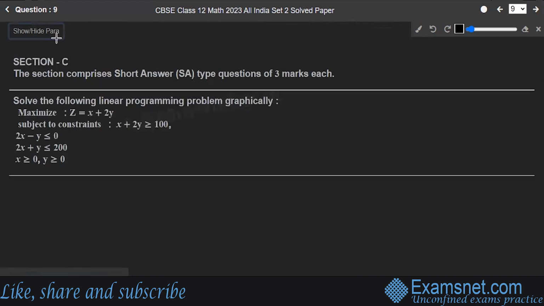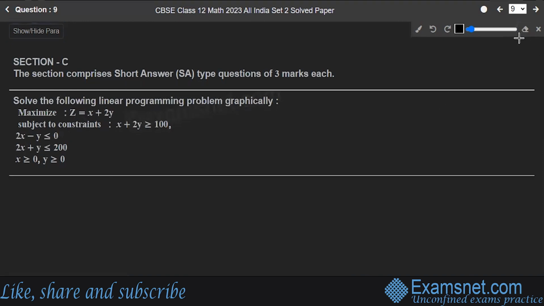Next is question number 9. So this is section C, which is having short answer type questions, which are carrying 3 marks each. Let's go with this. So you have to solve the linear programming problem graphically. You have to minimize this expression subject to these constraints. 3 constraints are given to you.